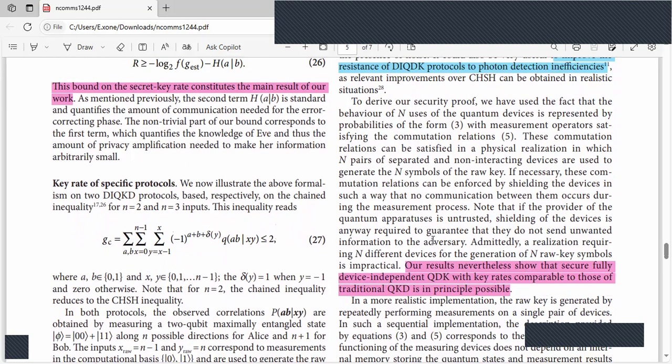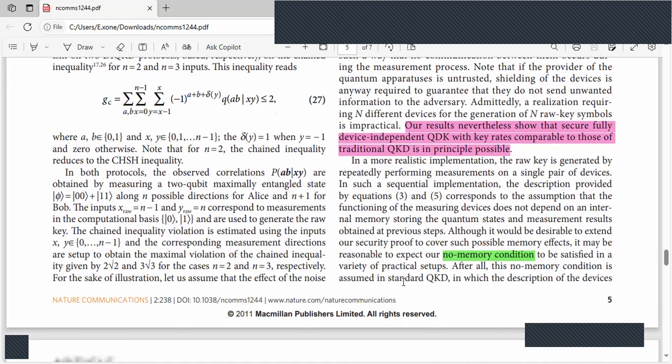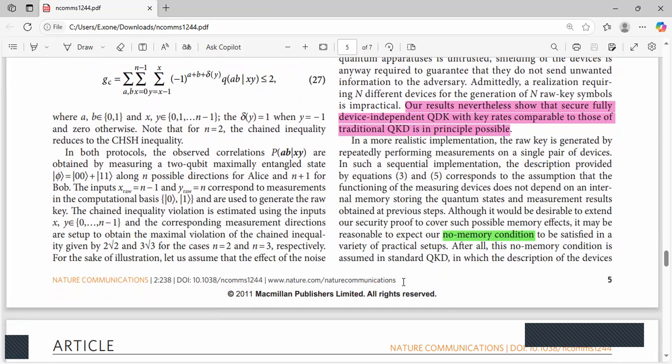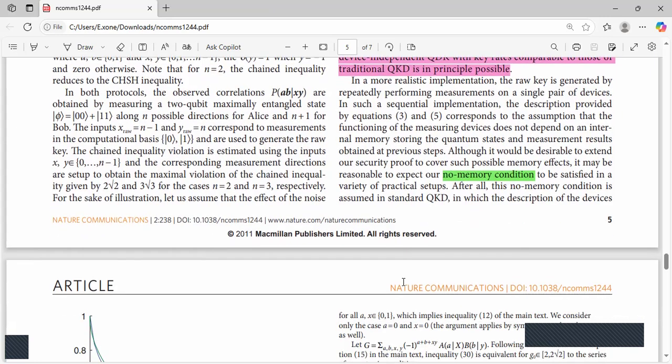They are discussing again the use of independent measurement devices, as they should be shielded, and it is quite physically possible. Their results nevertheless show that secure fully device-independent QKD with key rates comparable to those of traditional QKD is in principle possible. They say that their model is quite realistic, but in a sense also somewhat limited, as they do not make any condition on memory. So they are using the no memory condition in their paper, as the measurement devices should not use any kind of memory, as it could be detrimental to the security of the given protocol.